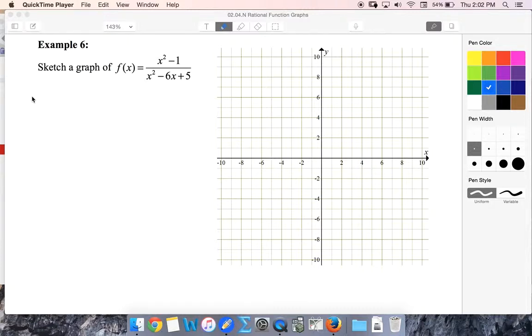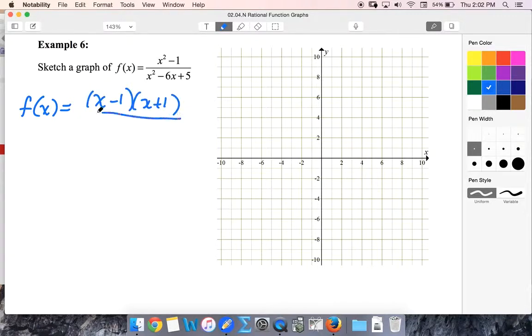Again, I see quadratics and always that makes me want to factor. So x squared minus 1, difference of squares. On the bottom, x minus 5, x minus 1. I see these x minus 1's cancel, but I know that x equals 1 would cause dividing by 0 in the denominator. That means I'm going to have a hole at x equals 1.